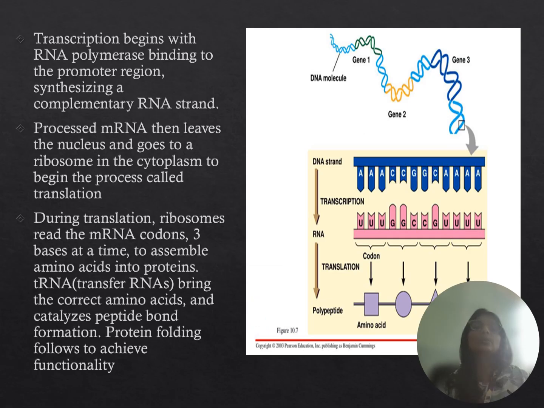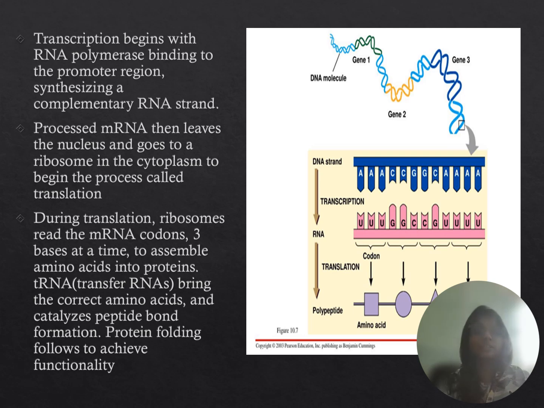To elaborate a bit more on both of these processes, transcription begins with RNA polymerase binding to the promoter region of the antisense strand, synthesizing a complementary RNA strand. This functions, you can say, as a temporary photocopy of the gene sequence, except that thymine is now replaced with uracil. The pre-mRNA is modified, whereby introns, or non-coding regions, are removed, exons, or coding regions, are spliced together, and a cap and tail are added for stability and export.